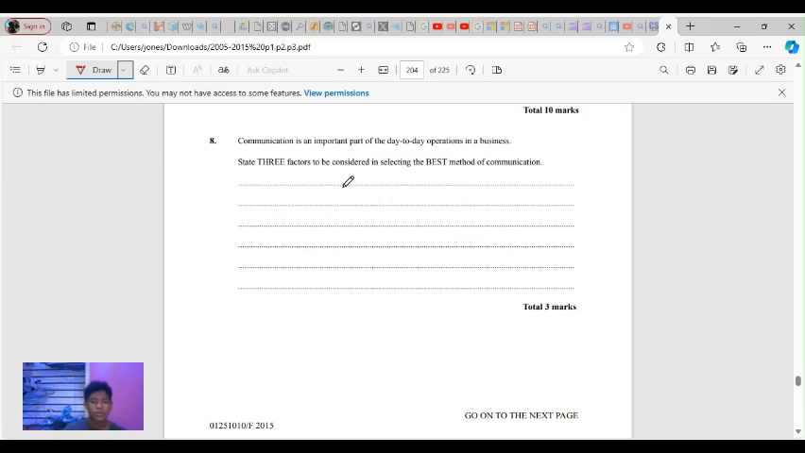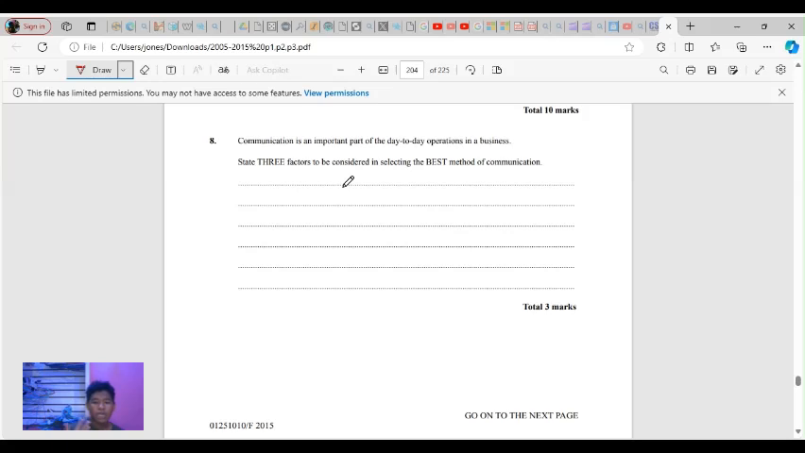So we're going on to our final three questions. Communication is an important part of the day-to-day operations in a business. State three factors to be considered in selecting the best method of communication. I'll just read this because I don't want to spend too long on it. The three factors are, number one, degree of urgency. How fast does this need to take place? Does this message need to be passed immediately?